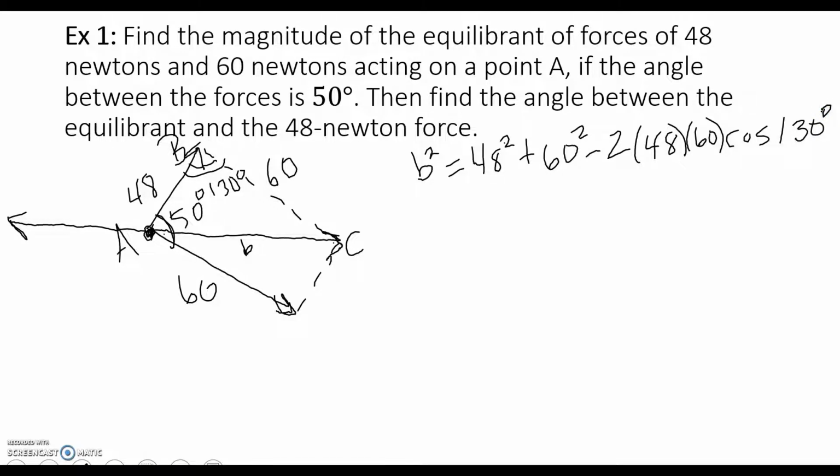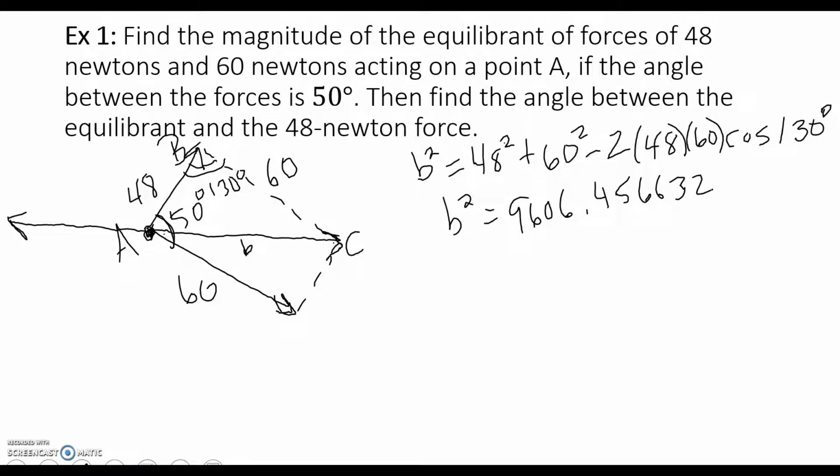And so if you plug all of that into your calculator, 48 squared plus 60 squared minus 2 times 48 times 60 times the cosine of 130, you get 9,606.456632. And then if you take the square root of that, so you get b squared equal 9606.456632. Again, you don't have to write this part out, but I'm just giving you a reference.